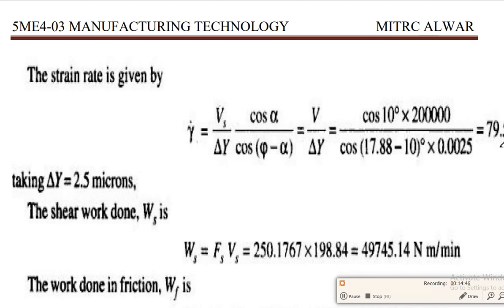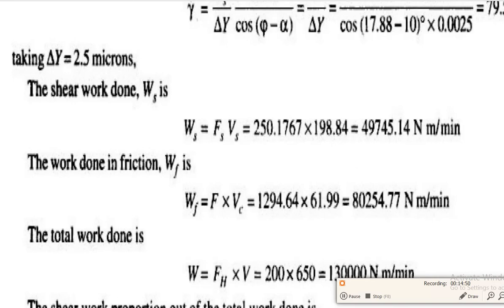The shear work done Ws we will calculate is equal to Fs into Vs. Now put the value of Fs and Vs in that equation. So from there we will get the shear work done Ws is equal to 49745.14 Newton meter per minute.